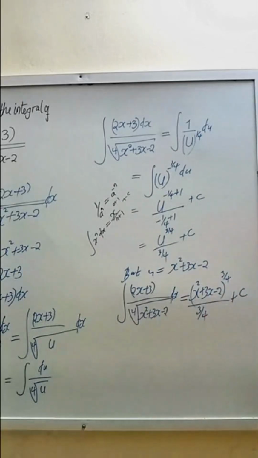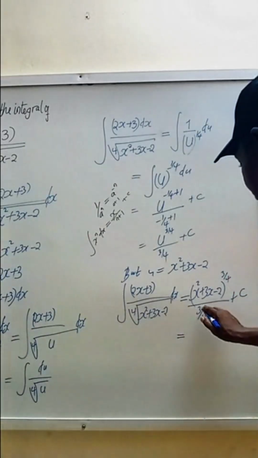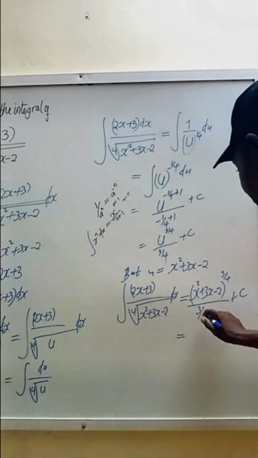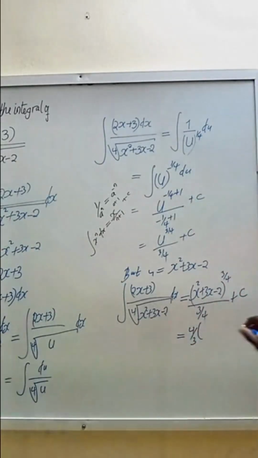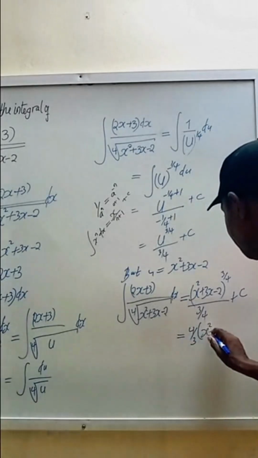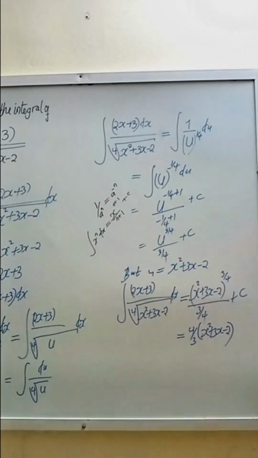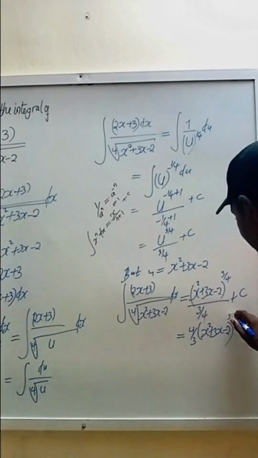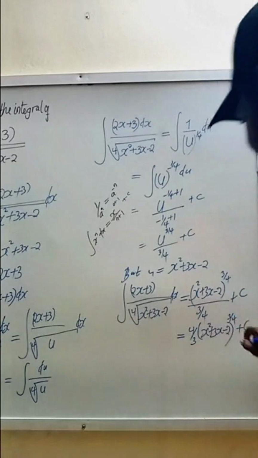Dividing by the fraction is the same as taking the reciprocal of that particular fraction. So 1 divided by 3 over 4 will become 4 over 3 in bracket. Then this will be x squared plus 3x minus 2 raised to the power of 3 over 4, plus a constant c.